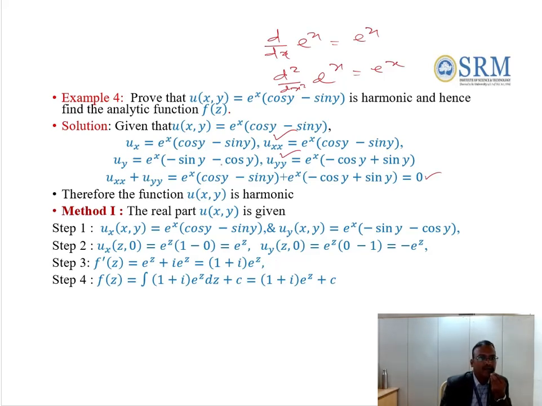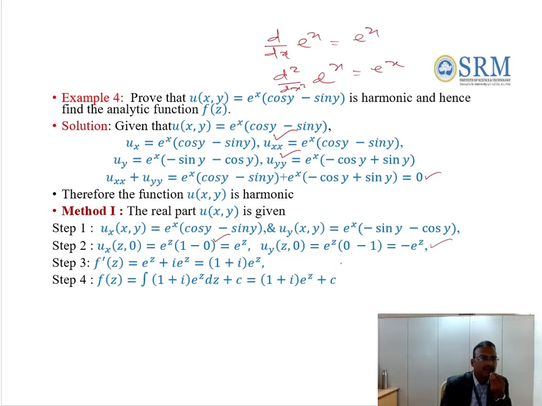So already we have calculated all the 4 partial derivatives. So ux of (x, y) equal to e^x into (cos y minus sin y), and uy of (x, y) is e^x into (minus sin y minus cos y). Therefore ux of (z, 0), wherever x is there, you just replace x by z. Therefore e^z, and cos 0 is 1 minus sin 0, therefore this term gives e^z, and uy of (z, 0) is e^z into (minus 0 minus 1), therefore minus e^z.